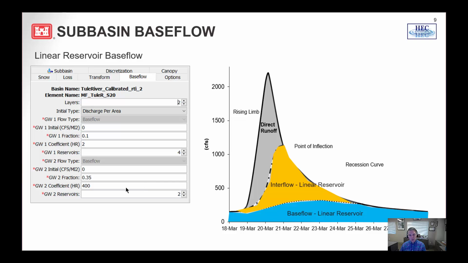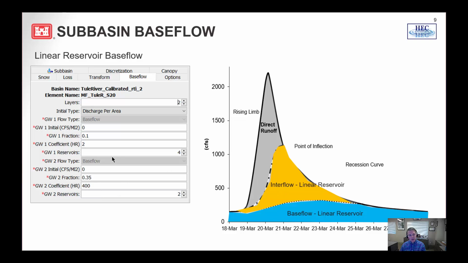And then for your slower responding base flow recession, you're going to have a really high groundwater 2 coefficient. I usually start out with a value that's 100 times larger than your Clark storage coefficient, and then set the number of linear reservoirs for groundwater 2 to 2, 3, or 4. If you just experiment through a couple of simulations, you can get a really good idea of how the number of linear reservoirs in series impacts the shape of your groundwater response.